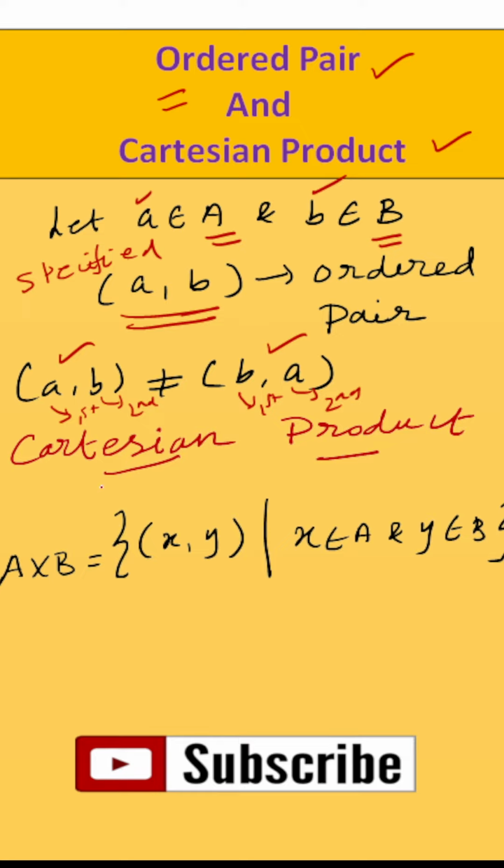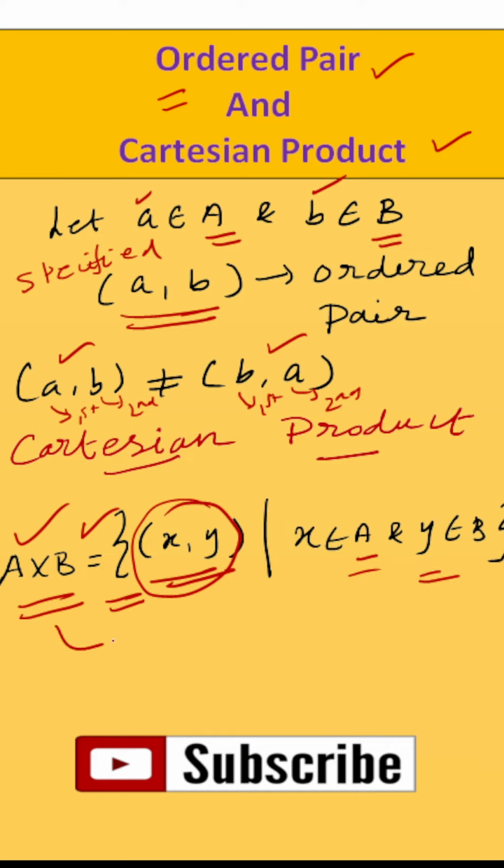Next we come to Cartesian product. Here let me take the two sets A and B, that is, these two are non-empty sets. Then the Cartesian product of A and B, that is represented as A cross B, is equal to the set of all ordered pairs (x, y) such that x is an element of the set A and y is an element of the set B. So the Cartesian product consists of the set of all ordered pairs.